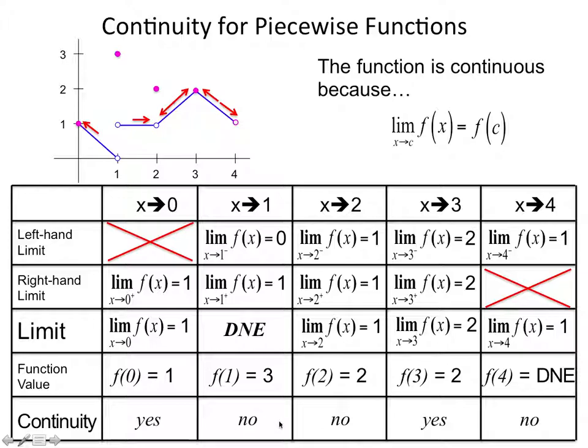So this was a jump, this was a hole or removable. Limit and function value the same, so we have continuity there. Limit and function value different, we have discontinuity. Again, we have a hole or removable. So you can use the mathematical definition, or you can just jot down a quick sentence: the limit and the function value need to match. That's what needs to happen for continuity.